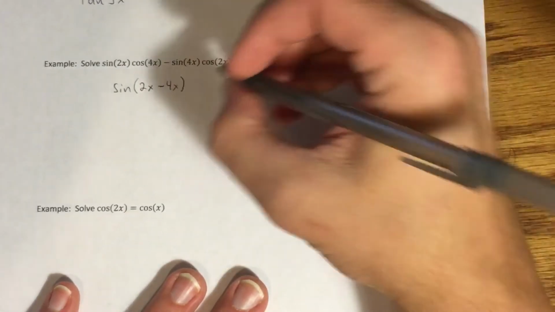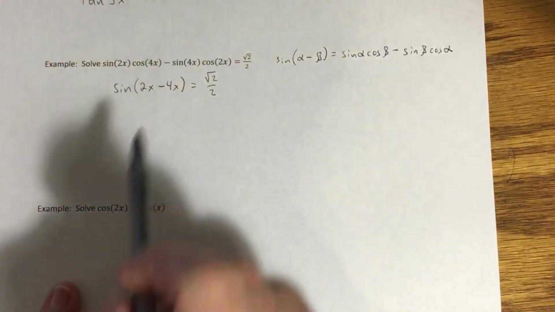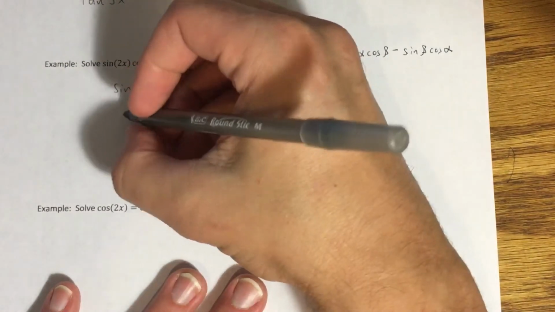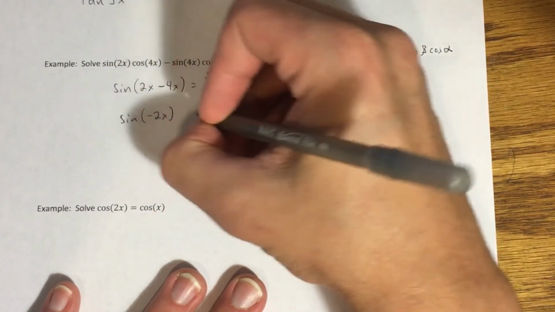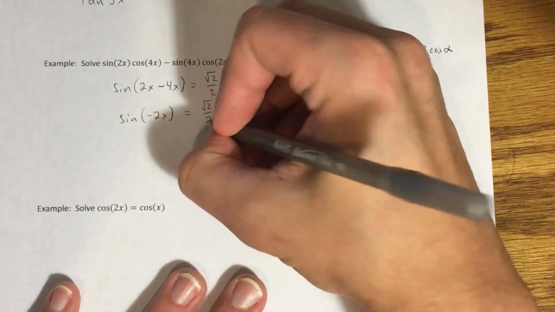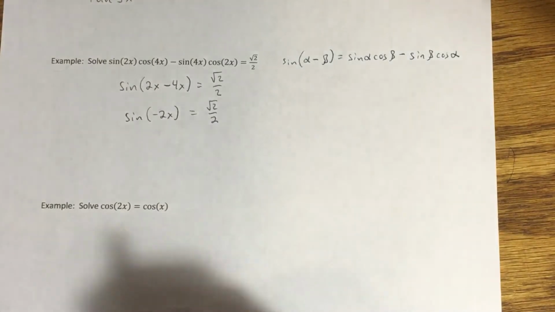That is a lot nicer. This would be equal to root 2 over 2 still. What is 2x minus 4x? That would be negative 2x. Even though I could probably start working with what I have, let me go a little bit further.